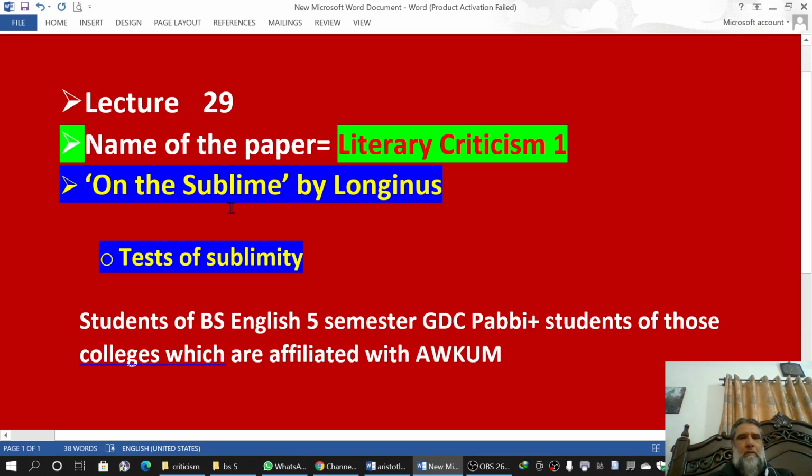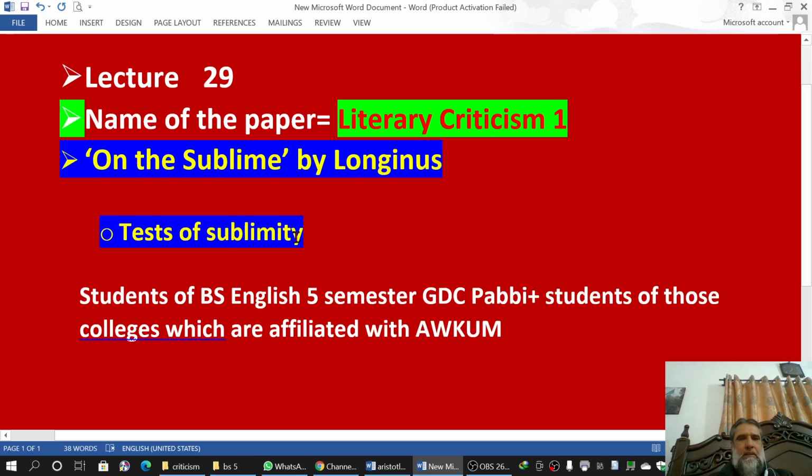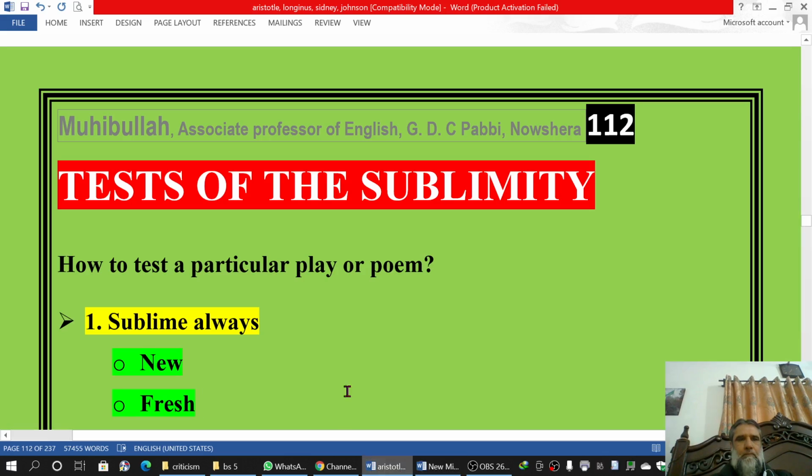The book we have been studying is On the Sublime by Longinus, and the topic for today is Tests of Sublimity. This lecture is specifically for the students of BS English 5th semester GDC PABI, and it is also for the students of those colleges which are affiliated with Abdul Wali Khan University.